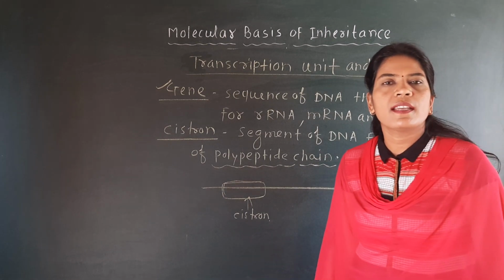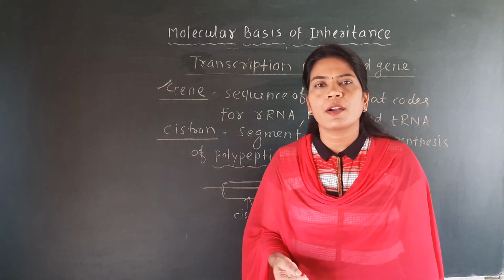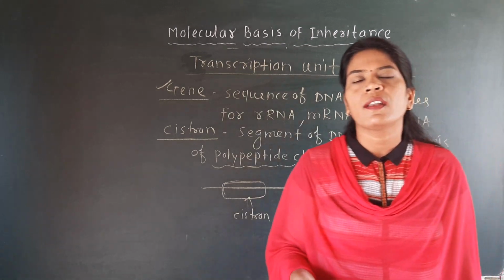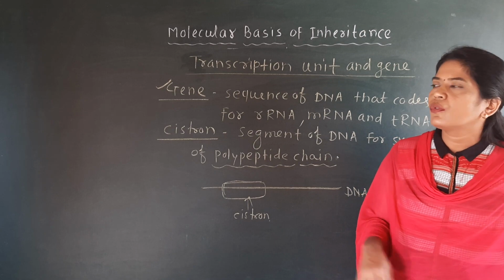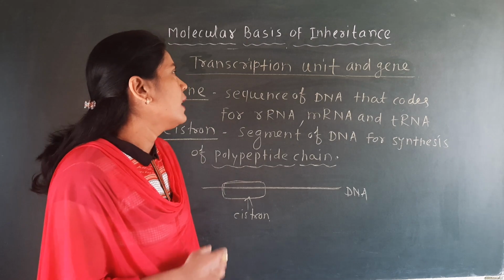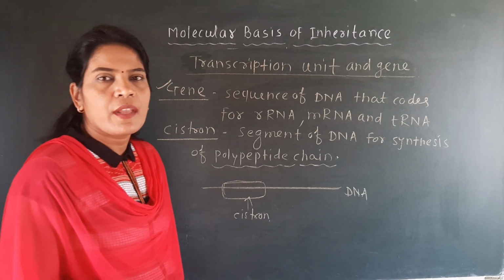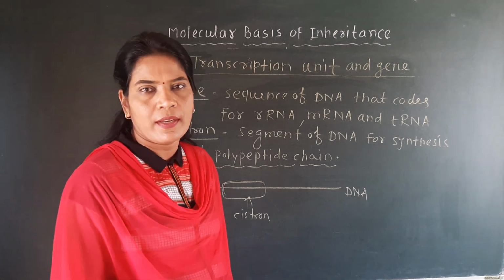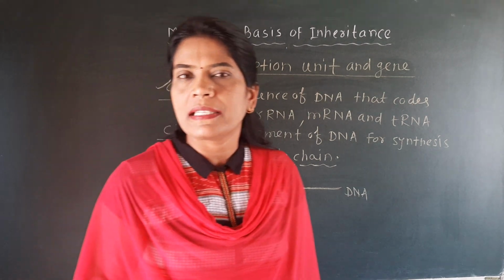And what is a polypeptide chain? Polypeptide chain is nothing but the protein formation, because proteins are made up of polypeptide chains. So the segment of DNA which is responsible for synthesis of protein, we say that is a cistron. So gene and cistron, these two important terms we are discussing under the title Transcription Unit and the Gene. Now we will see the monocistronic part of the mRNA and the polycistronic part of the mRNA, where these monocistronic genes are present and where the polycistronic genes are present.